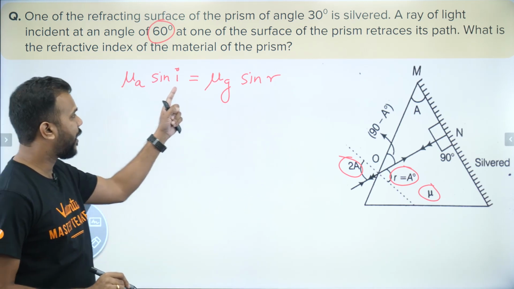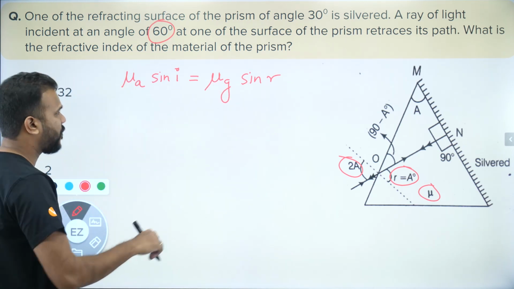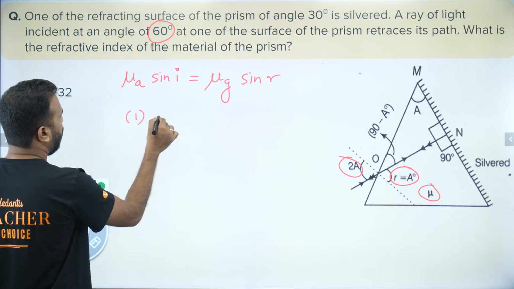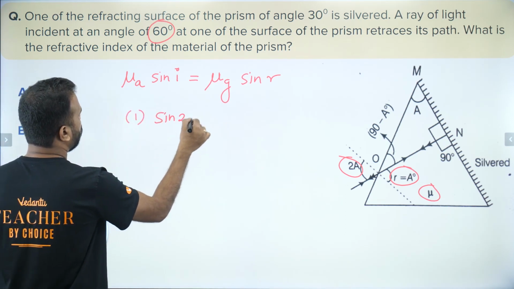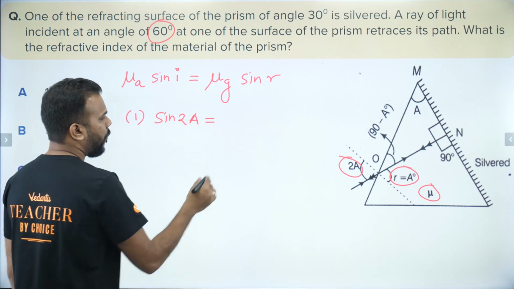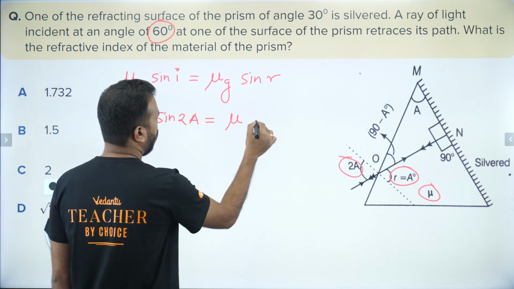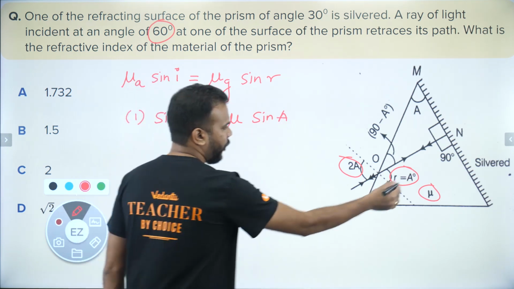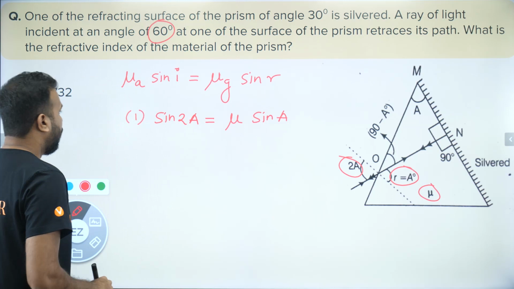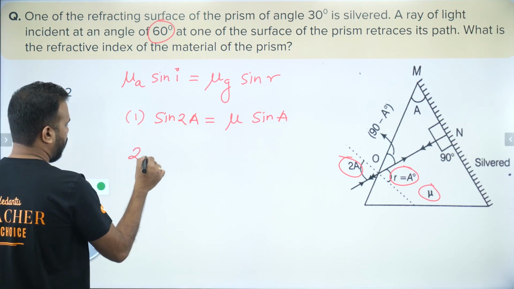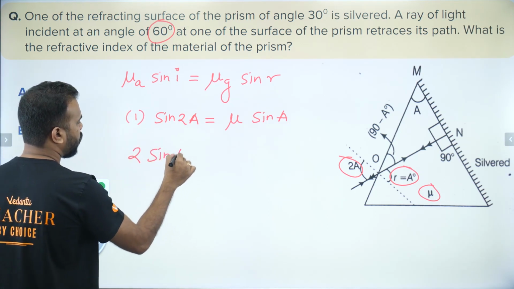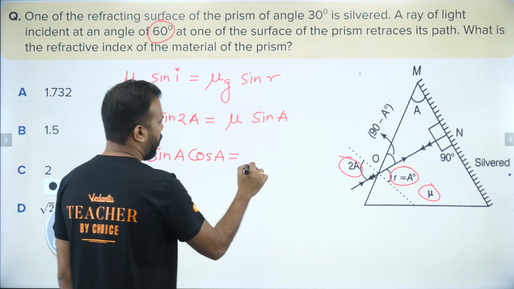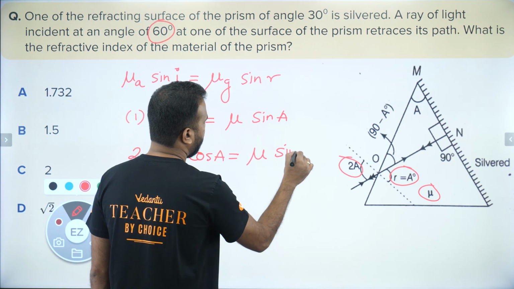So mu a sin i should be equal to mu g sin r, and let's put the respective values that we know. So refractive index of air is 1, angle of incidence is 2A, refractive index of glass is mu, and the angle of refraction is A, which is mentioned here. Now this is sin 2A, so simple mathematics, this becomes 2 sin A cos A equal to mu, that is unknown, into sin A.